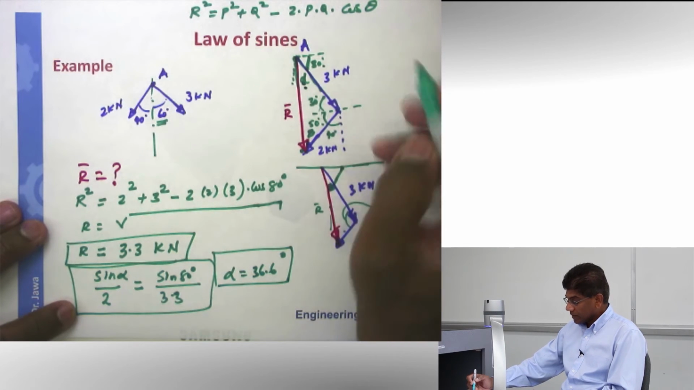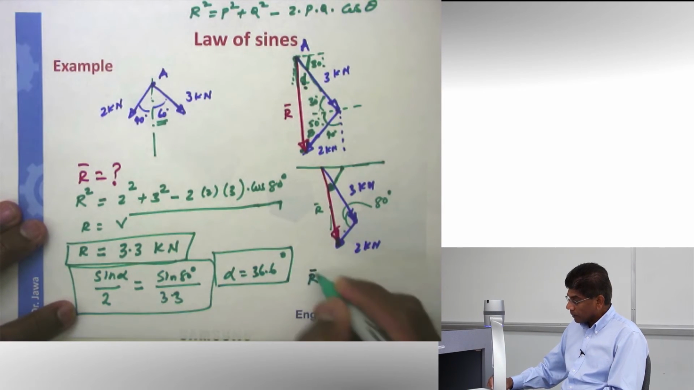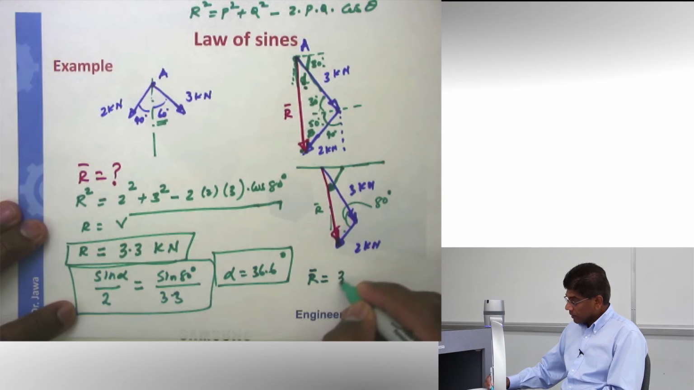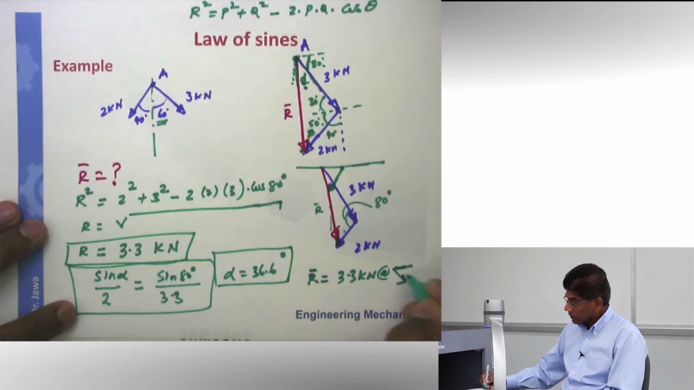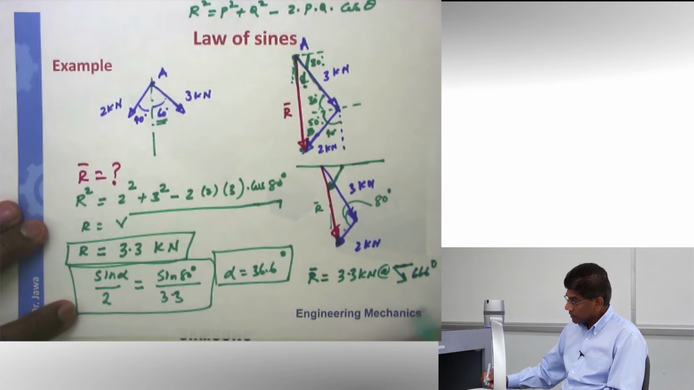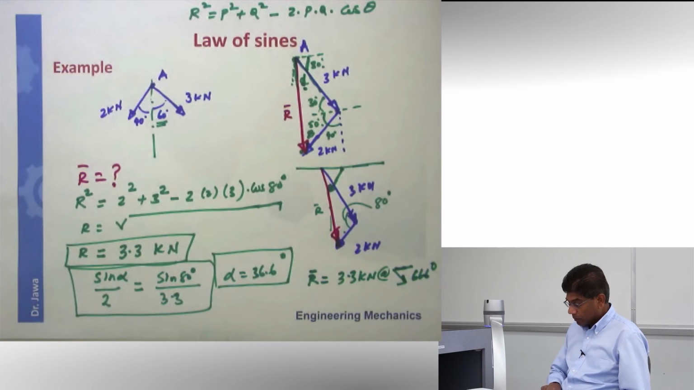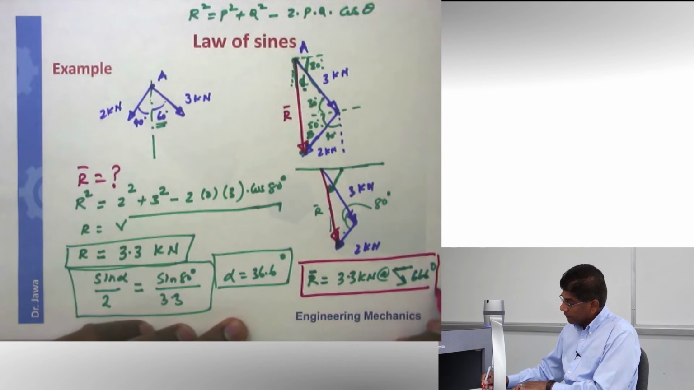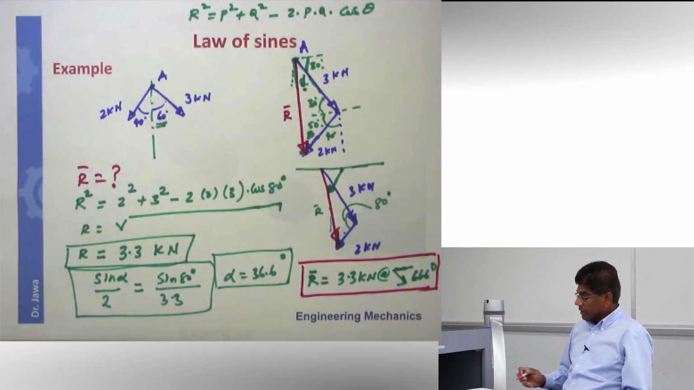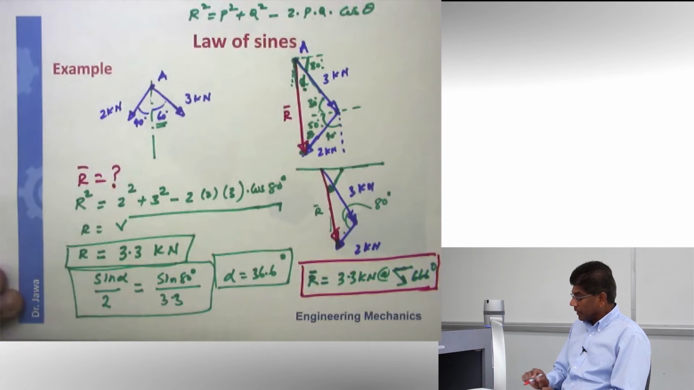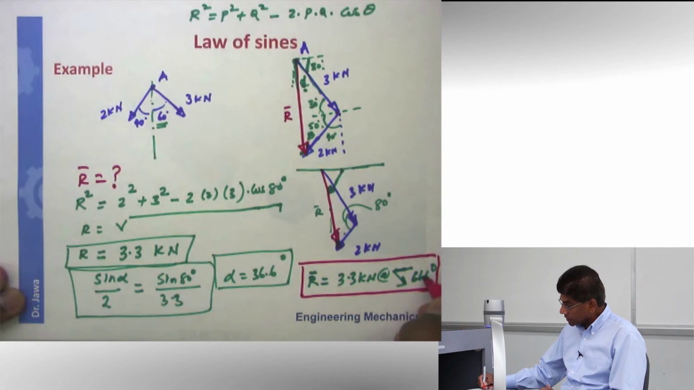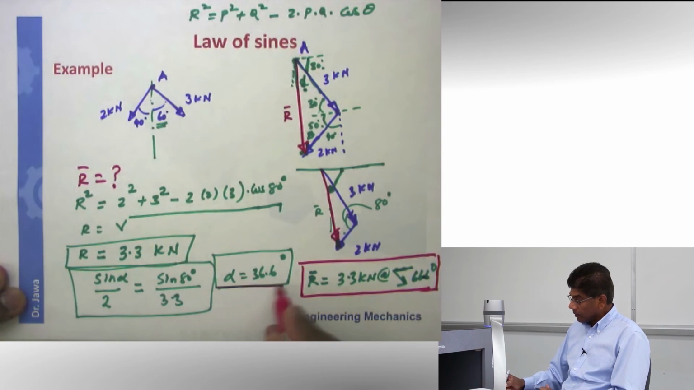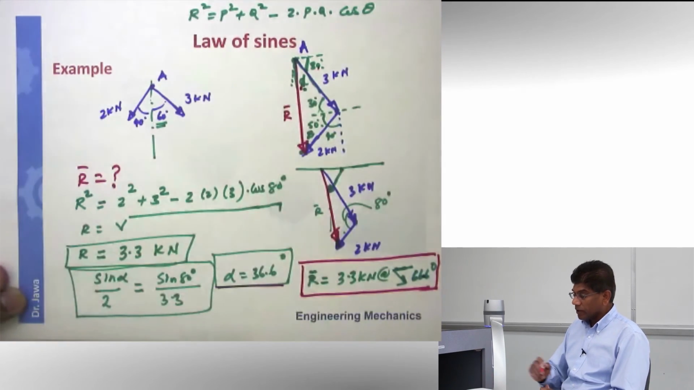So alpha is 36.6 degree, and therefore the total angle that we want to refer is 30 plus 36. So my value of R, the final answer is 3.3 kilonewton at, and I can specify this angle as 66.6 degree. And that would complete the solution process of finding the resultant vector by adding P and Q. All right, I hope this is clear. This is 66.6. And we got that by finding this alpha and adding it to 30 degree.